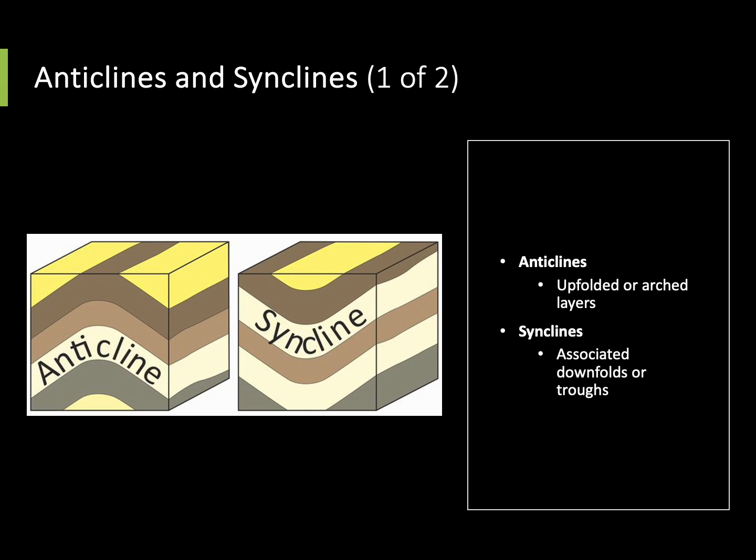If they fold upwards towards the center, we call this an anticline. Here we're going to see that in the very middle of our fold along the surface, the layer in the middle is going to be older than the outer layers. I remember an anticline because it's shaped like a capital A.